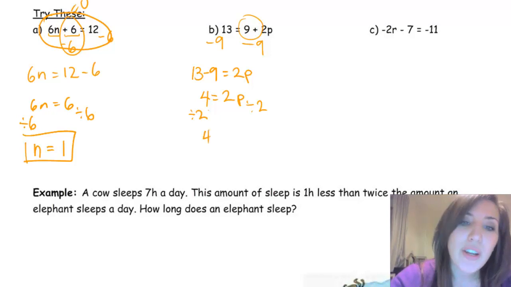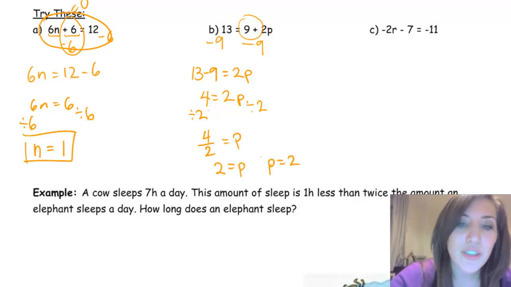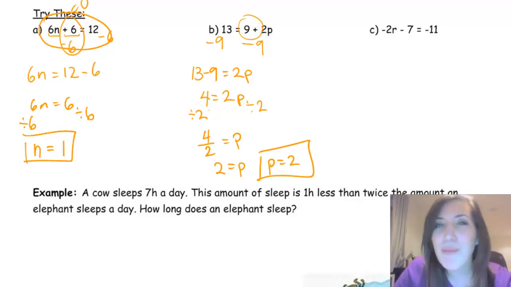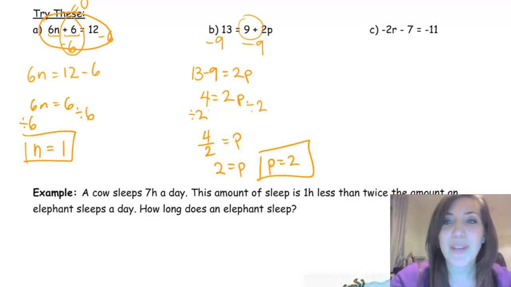So 4 divided by 2 equals p. Another way of saying this is 2 equals p, or I can say p equals 2, which I like better personally, but they're both correct. All right, last example here for the simple ones.